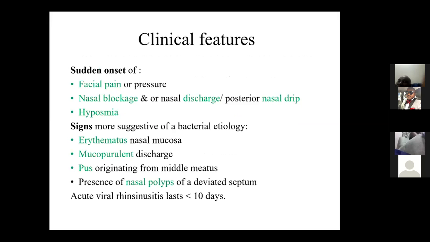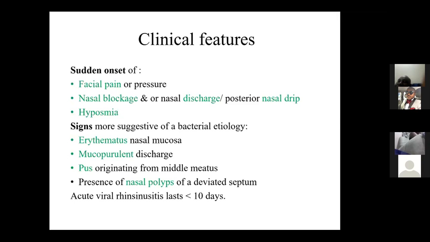Now for the clinical features of acute suppurative sinusitis, with sudden onset, there will be pain, facial swelling, the person is feeling pressure in the head. Also, there's nasal blockage, nasal discharge, and then postnasal drip. There's also hyposmia. The person starts telling you that he can't smell, or has reduced smell sensation. Signs are more aggressive in bacterial etiology.